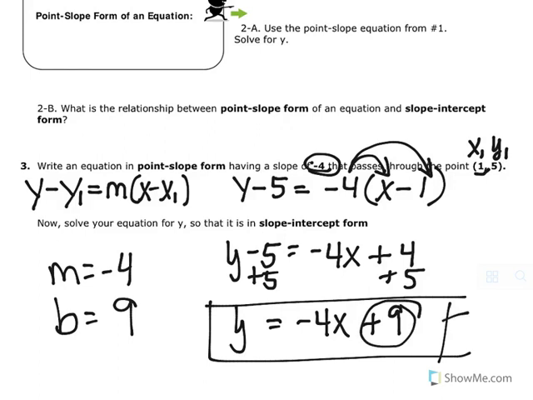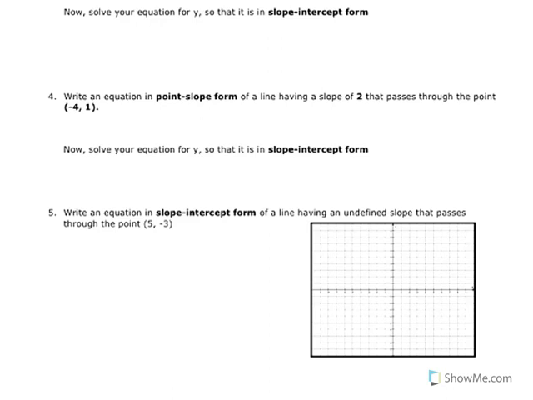Okay, let's turn the page. Well, actually, you're not going to turn the page. We're just going to go down and do the last problem on the bottom. Okay, so these are the problems that are at the bottom of the page. It says write an equation in point-slope form that has a slope of 2 and passes through the point negative 4, comma 1. Okay, so once again, let's write our equation.